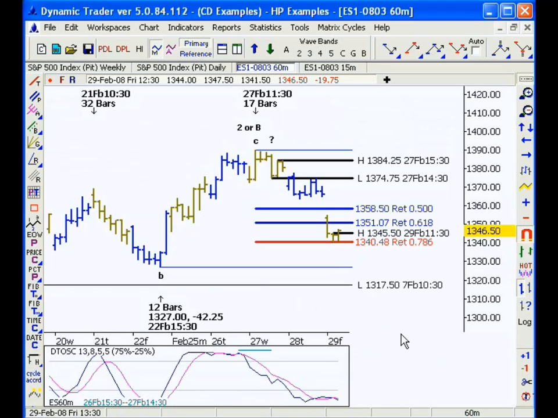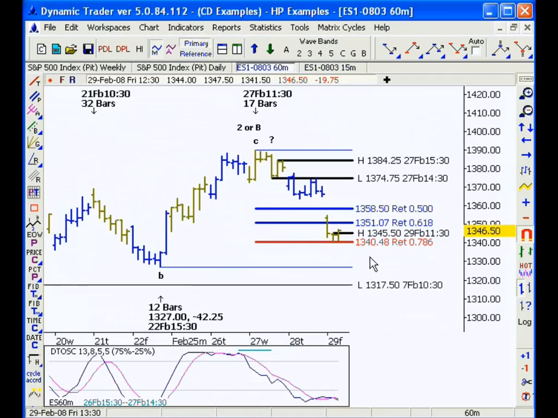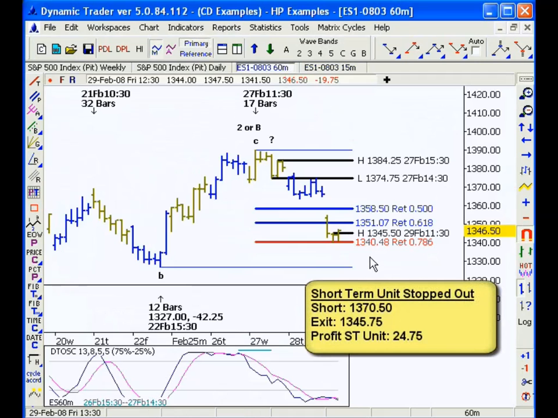and of course in each 60-minute bar we would adjust the protected buy stop on one unit. We're stopped out at 1345.75, and that was on the short at 1370.50. So 1370.50 from 1345.75. That's a 25-point gain on the short-term unit.